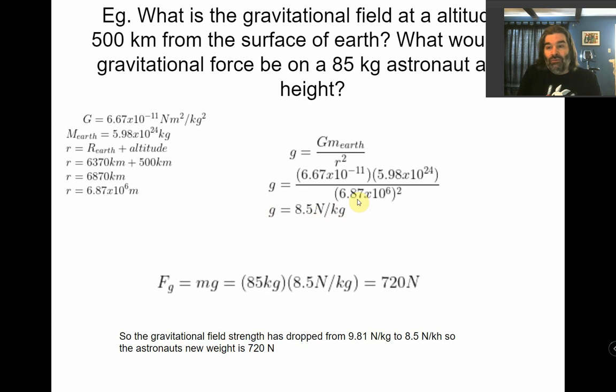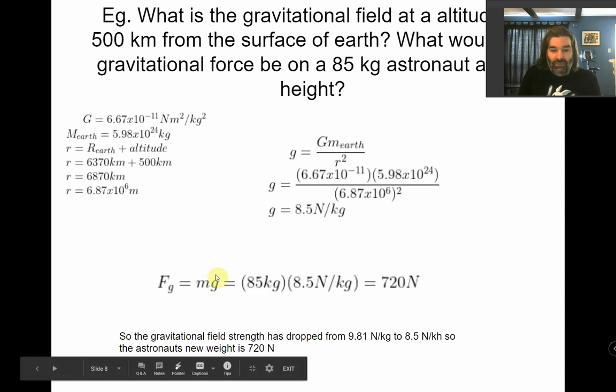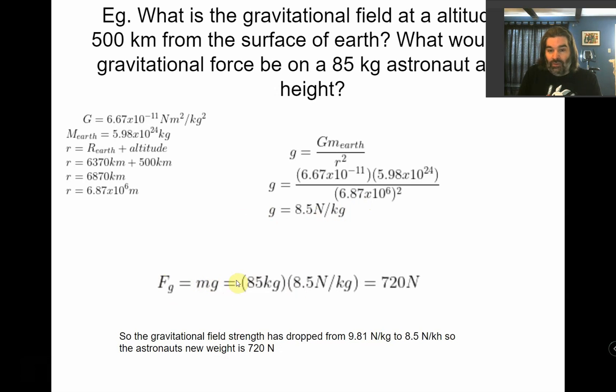So what would your weight be? What would the force of gravity be? Well, then we can just find your weight using mg. But we plug this number in for the g, and we get 720 newtons. So the gravitational field strength dropped from 9.81 to 8.5, and your weight would drop from about 850 to 720 newtons.